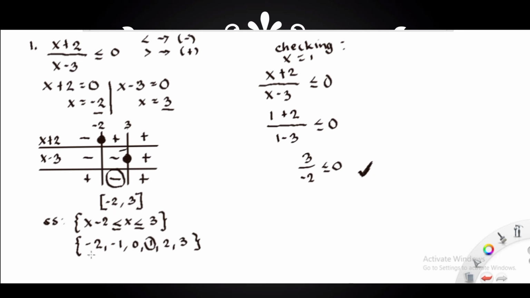So, ibig sabihin, lahat ng mga numbers na ito na kinuha natin mula sa negative 2 to 3 ay solution sa ating rational inequality.